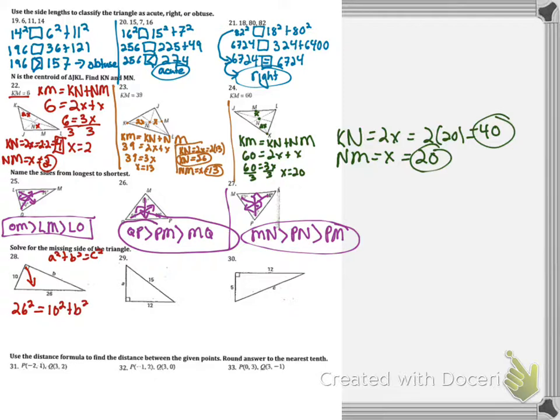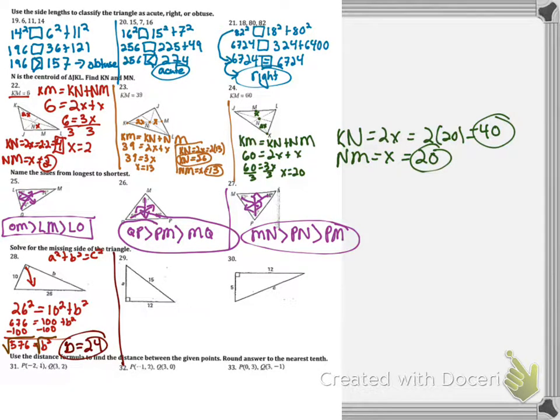26 squared is 676, which equals 100 plus b squared. Isolate my variable, so we're going to subtract 100. We get 576 equals b squared. We want to get b by itself, so we perform the inverse operation, which is the square root. So we're going to square root both sides. Now we see that the square root of 576 is a perfect square, which gives me b equals 24.